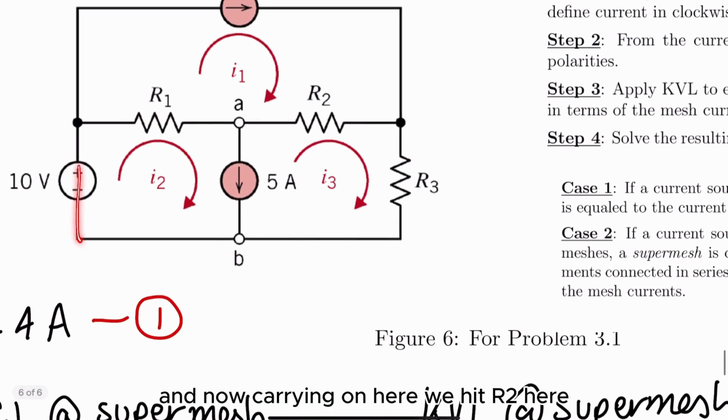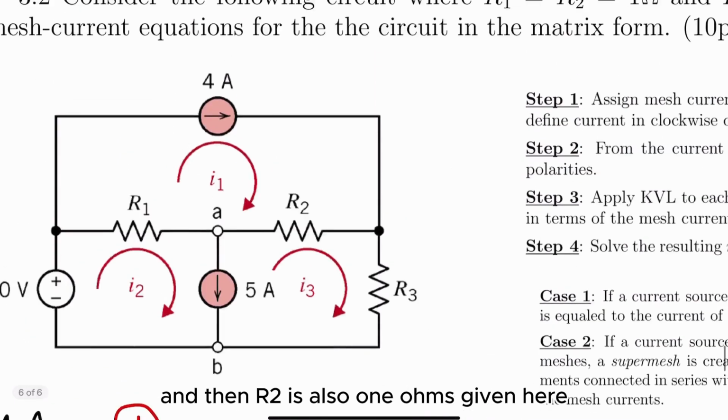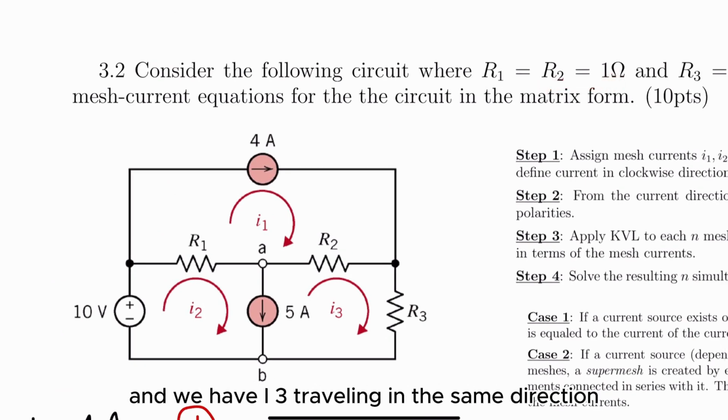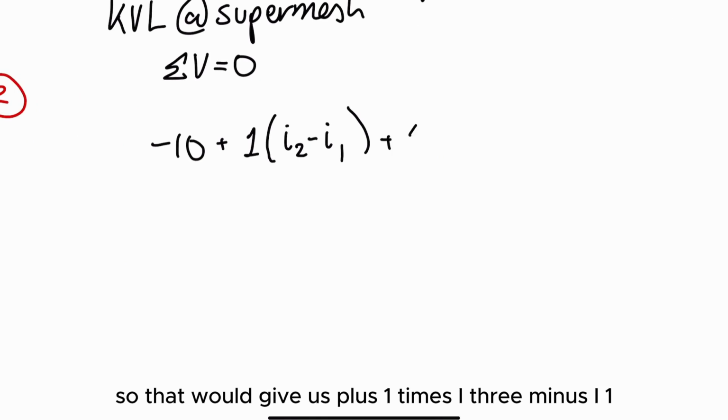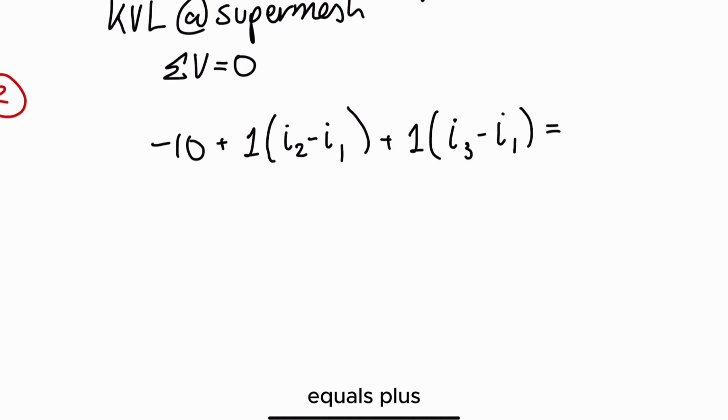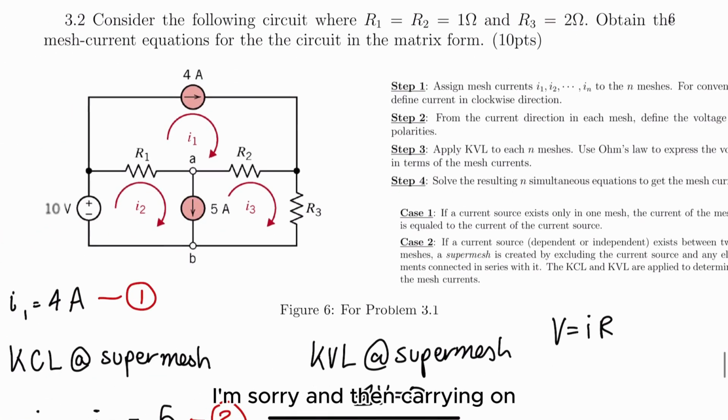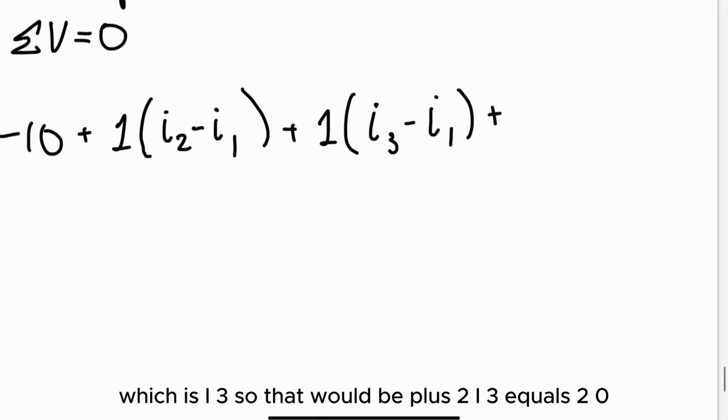Carrying on, we hit R2 here, which is also 1 ohm as given, and we have I3 traveling in the same direction and I1 traveling in the opposite direction. So that would give us plus 1 times (I3 minus I1). Then carrying on, we have R3 here, which is 2 ohms, and it only has one current, I3. So that would be plus 2 I3 equals 0.